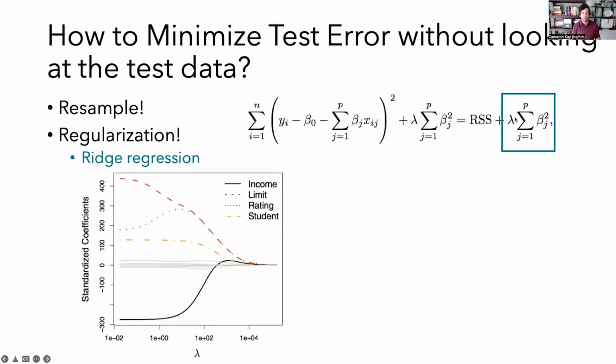So that's ridge regression. And as we can see from the standardized coefficients, as the lambda goes up, all of our predictors start to shrink towards 0. I think maybe they never exactly get to 0, but they shrink closer and closer to 0 as lambda increases. We see income drops, we see limit drops, we see rating drops, and we see student drops. Everything is pushed towards 0.